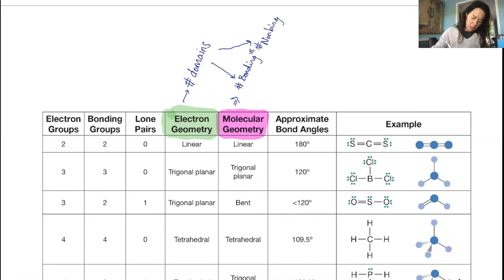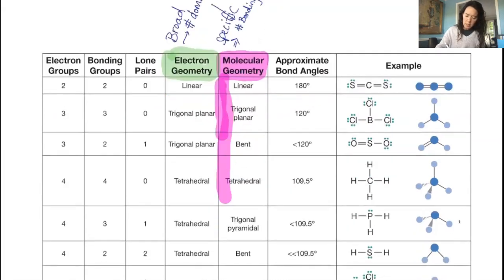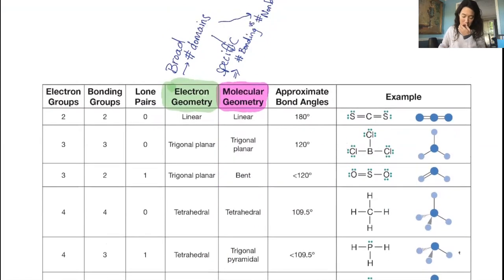So our electron geometry is broad, whereas our molecular geometry is more specific. And Ms. Murphy is more concerned with the molecular geometries, okay, because this tells us the actual shape of the molecule itself. So we will be concerned with the molecular geometries, okay?